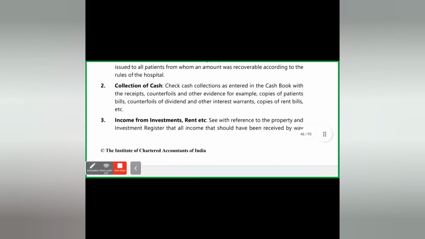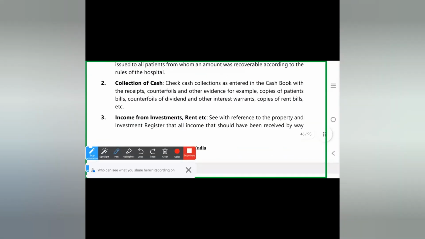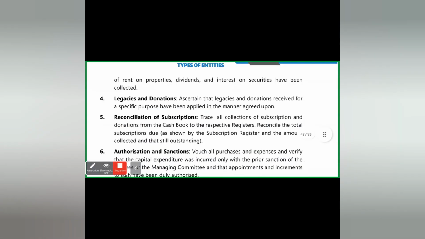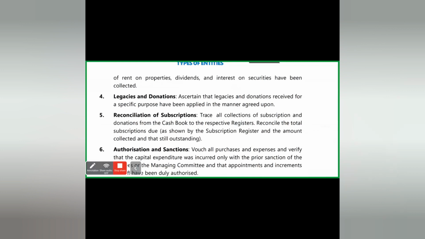Then collection of cash. Auditor has to check collection of cash which is entered in the cash book with receipts, counterfoils, and other evidence. For example, copies of patient bills, counterfoils of dividend and other interest warrants, copies of rent bills, etc. Apart from this, income from investments, rent, etc. We have to see with reference to the property and investment register that all the income should have been received by way of rent on properties, dividends, and interest on securities.